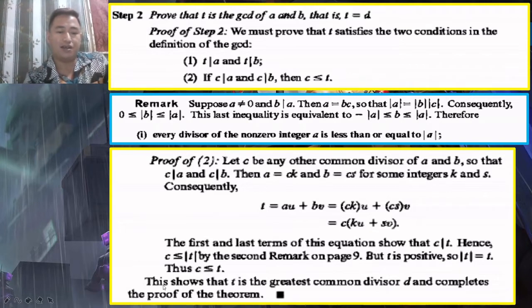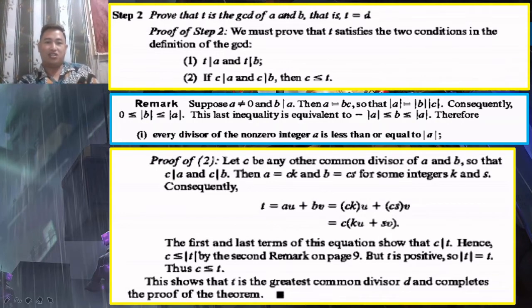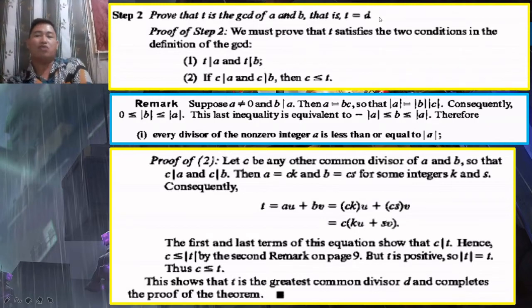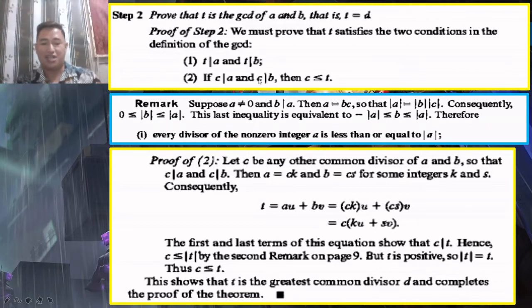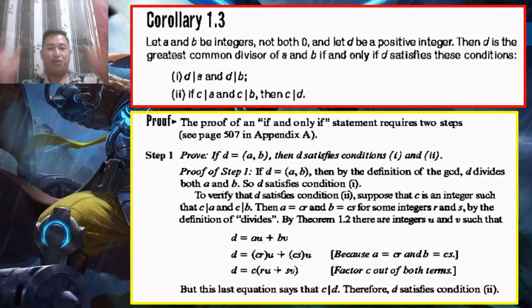So, this shows that T is the greatest common divisor D and completes the proof of the theorem. T, class, is the greatest common divisor, which is equal to D. Right? It is equal to D; that was step 2, prove that T is equal to D. So if it is equal to D, class, it satisfies the definition of the GCD. Okay, next, Corollary 1.3.